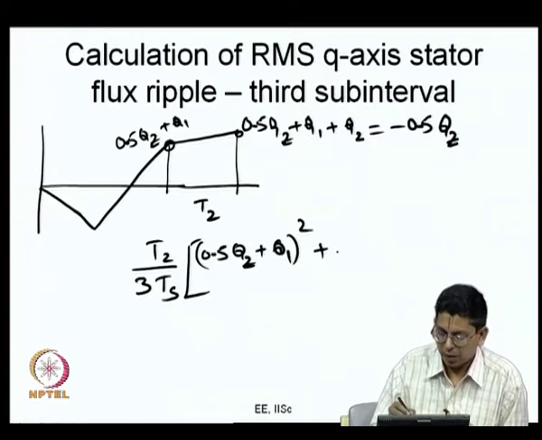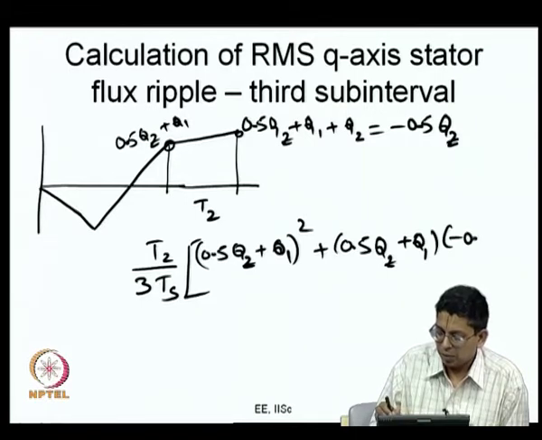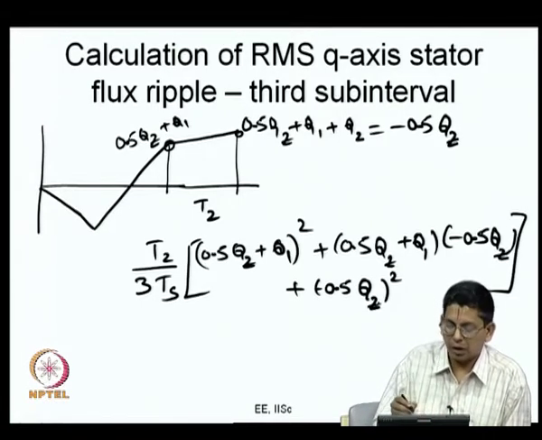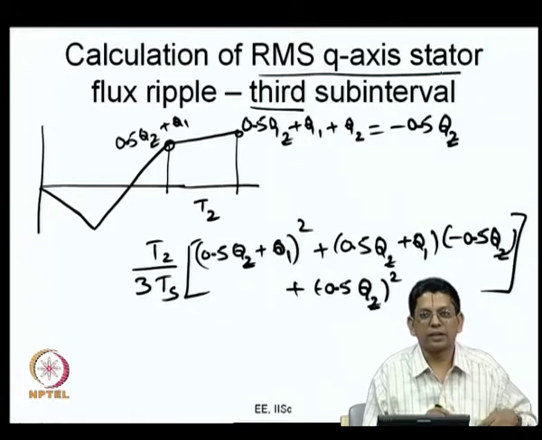two values now, plus 0.5 qz plus q1. I am going to multiply this by minus 0.5 qz, then plus minus 0.5 qz the whole squared. This is going to be the contribution of the third subinterval to the mean square q axis stator flux ripple.